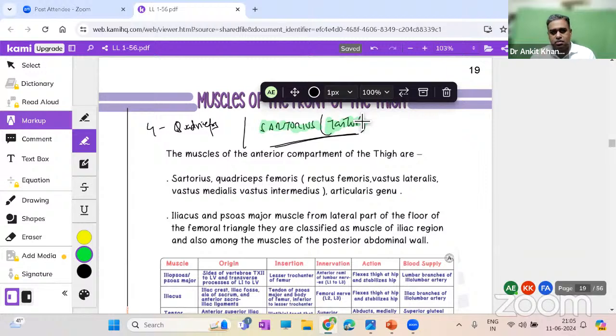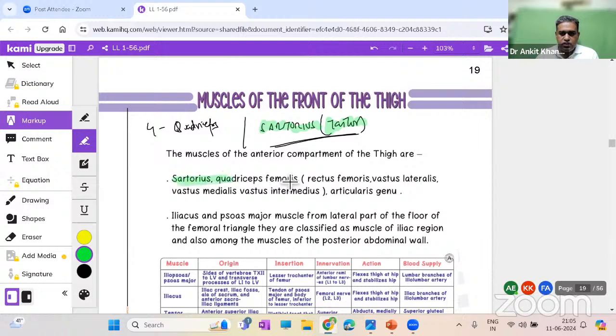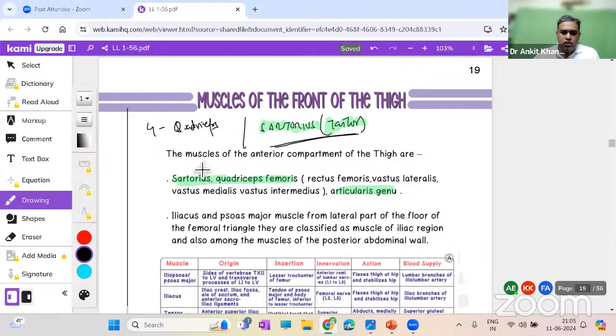Sartorius is known as the tailor muscle because when we sit down on the floor in the cross-legged posture, that posture is the action of the sartorius muscle. So these 2 muscles are the main ones, sartorius and quadriceps. Then one small muscle also, articularis genu, you can add over there. It basically helps pull up the suprapatellar bursa of the knee joint. But yes, these 2 muscles are must-know to answer, right?